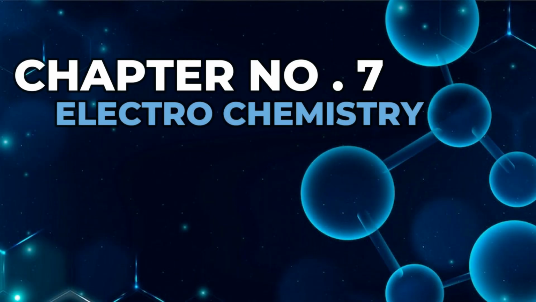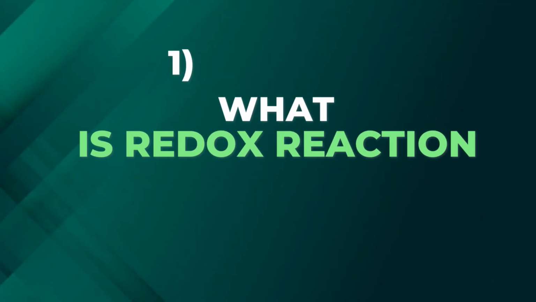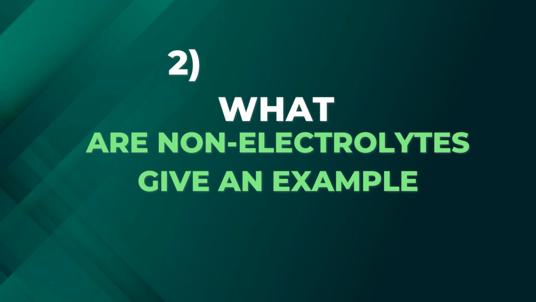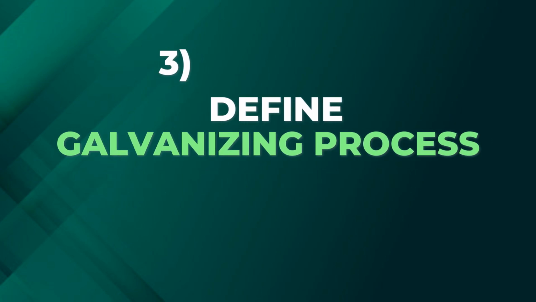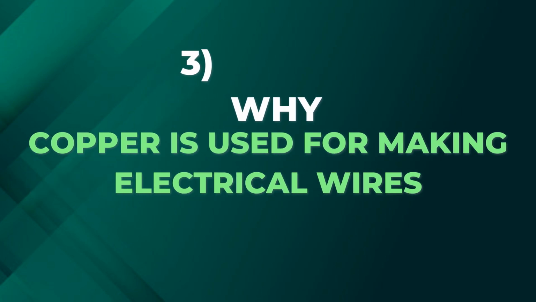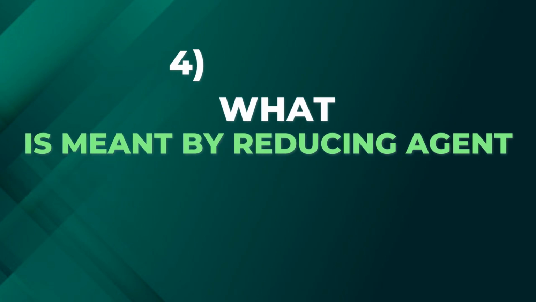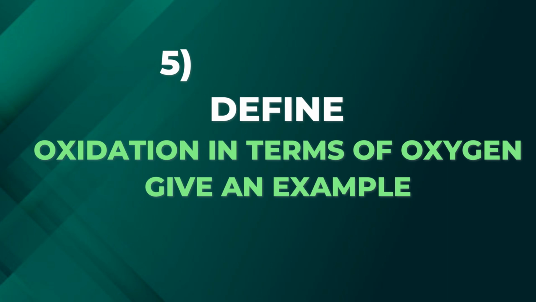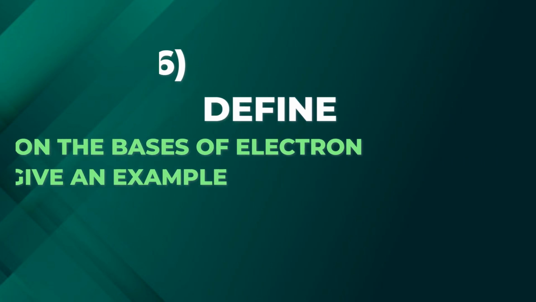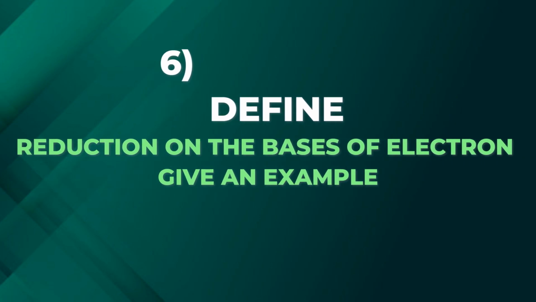Chapter number 7 electrochemistry. इसके short questions हैं. What is redox reaction? What are non-electrolytes? Give an example. Define galvanizing process. Why copper is used for making electrical wires? What is meant by a reducing agent? Define oxidation in terms of oxygen. Give an example. Define reduction on the basis of electron and give example.